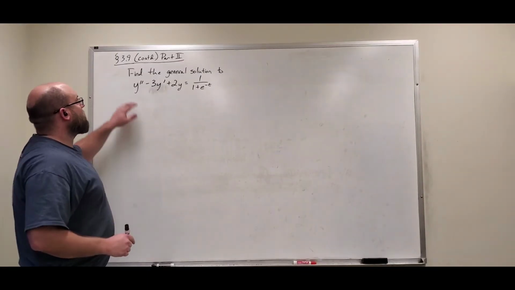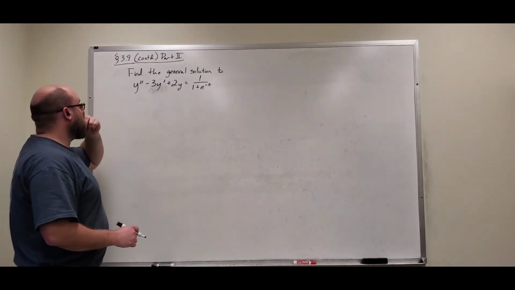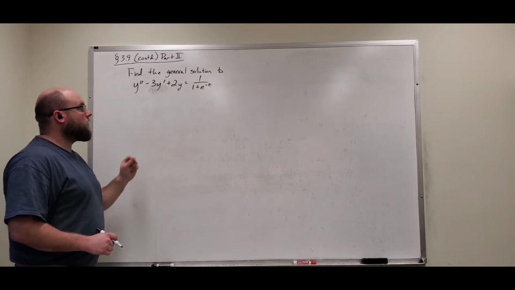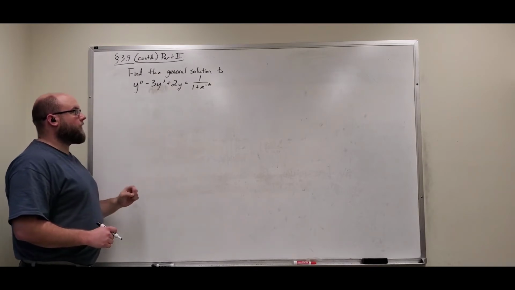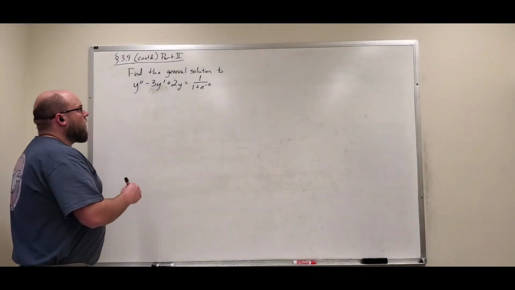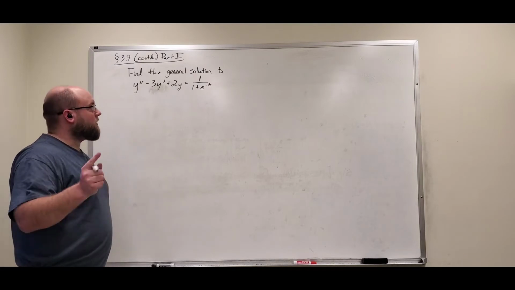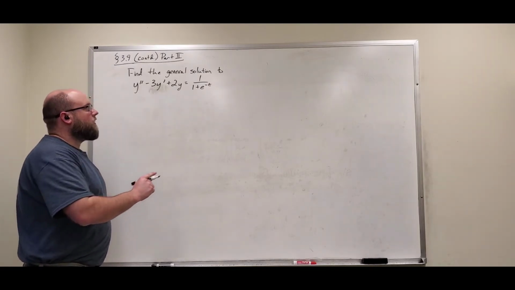All right, so we're back. So I wanted to find the general solution to the following differential equation. y double prime minus 3y prime plus 2y is equal to 1 over 1 plus e to the negative t. All right, so the very first thing that we need to do in order to apply this variation of parameters is, one thing I want to point out.